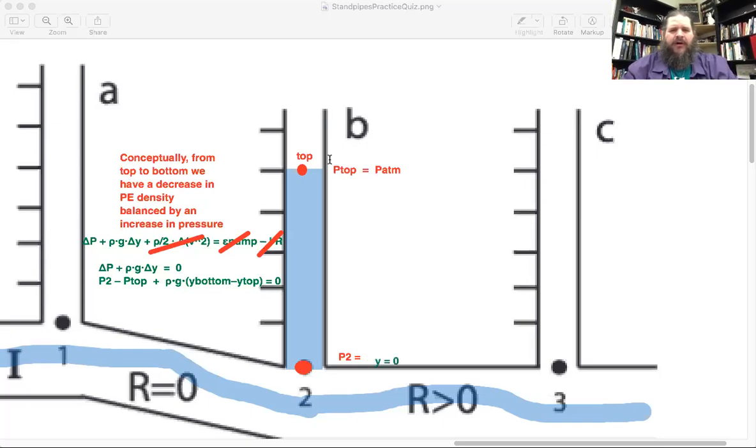And at the top, we'll call this y equals the height of the water in the column in standpipe 2. So let's say h2. Note that that doesn't mean the height of point 2, which we're calling 0. It's the height of the water in column 2. So we'll call that height at the bottom is 0, height at the top is h2.